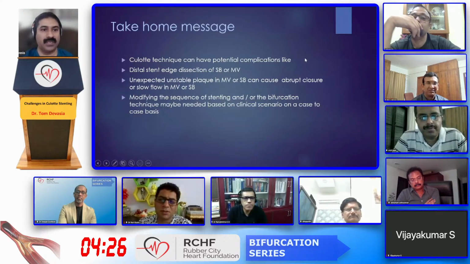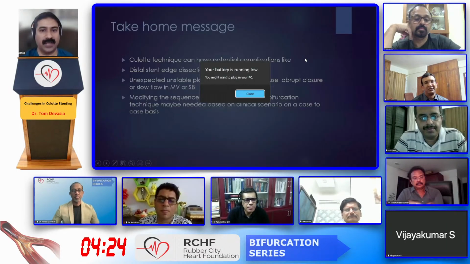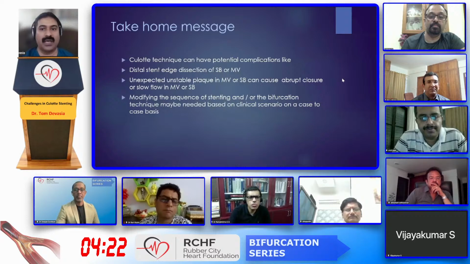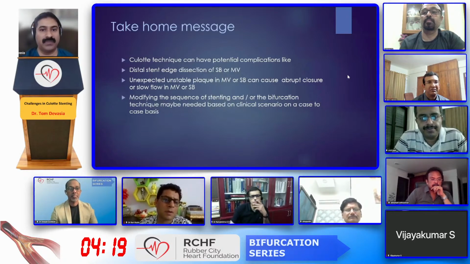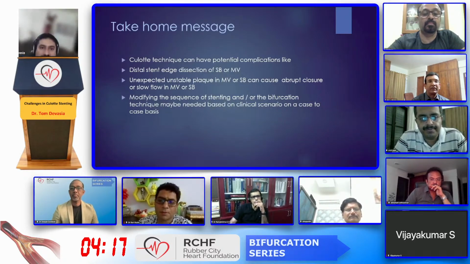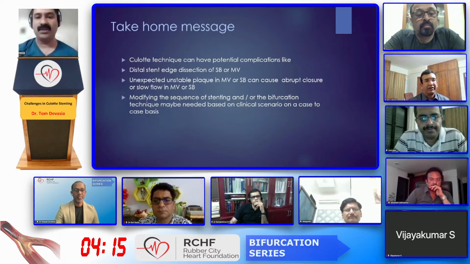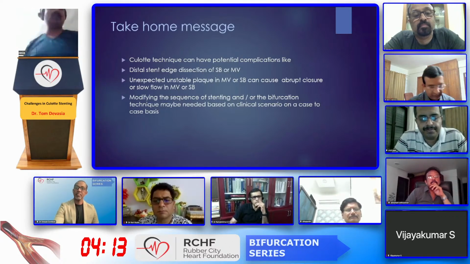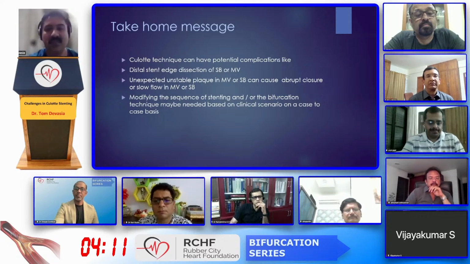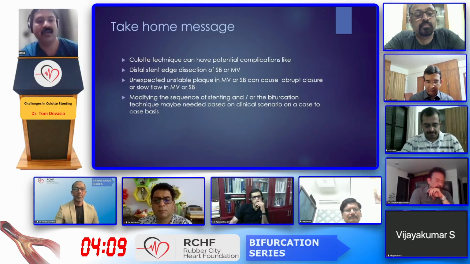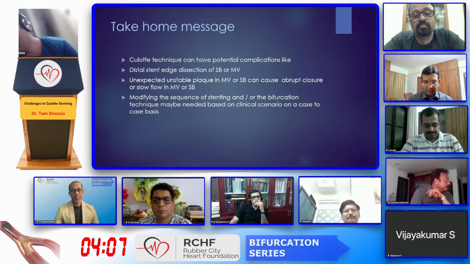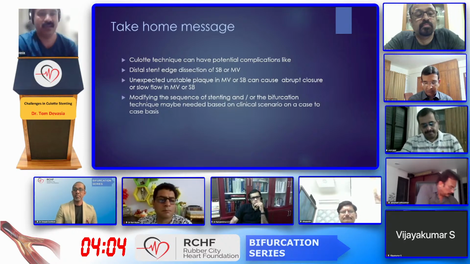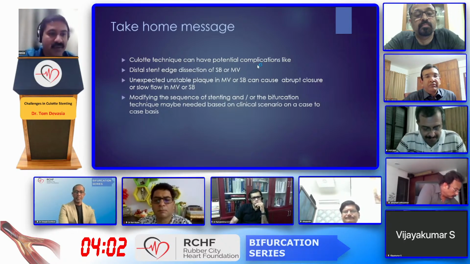So, take-home messages: Culotte technique can have potential complications like distal stent edge dissection of the side branch or main vessel. Unexpected unstable plaque in the main vessel or side branch can cause abrupt closure or slow flow in the main vessel. Modifying the sequence of stenting and the bifurcation technique may be needed based on the clinical scenario, on a case-to-case basis. So, any discussion points, please?